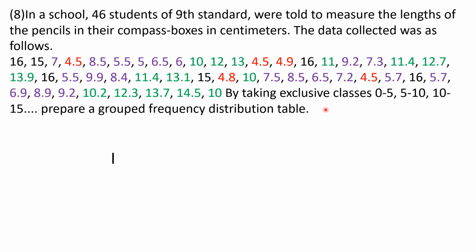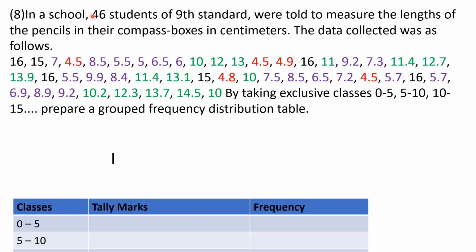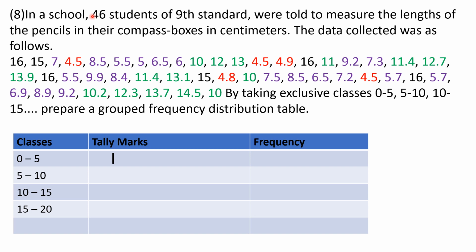Now students, in your textbook it is given as inclusive class. Just cancel it, make the correction and write exclusive classes, because here the class marks are already given as 0 to 5. You have to take the classes 0 to 5, 5 to 10, 10 to 15. So it is continuous, not inclusive, it is exclusive. Do that correction. By taking exclusive classes, 0 to 5, 5 to 10, you have to prepare a grouped frequency distribution table. Now students, first write down the 3 columns.